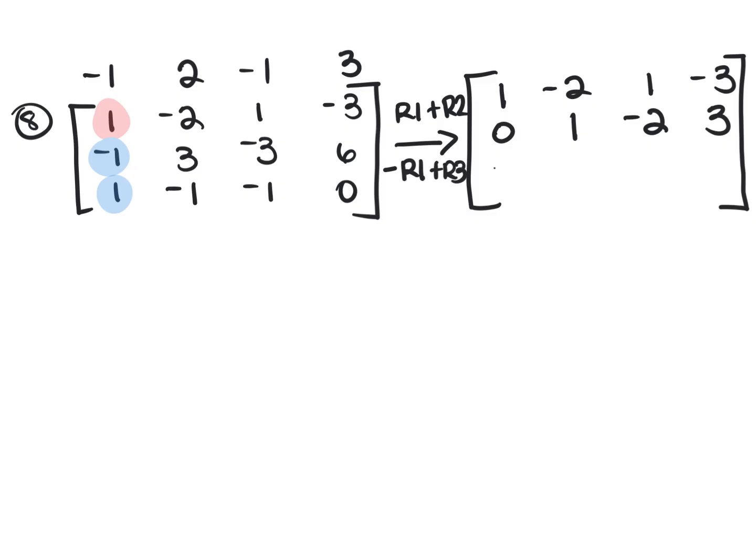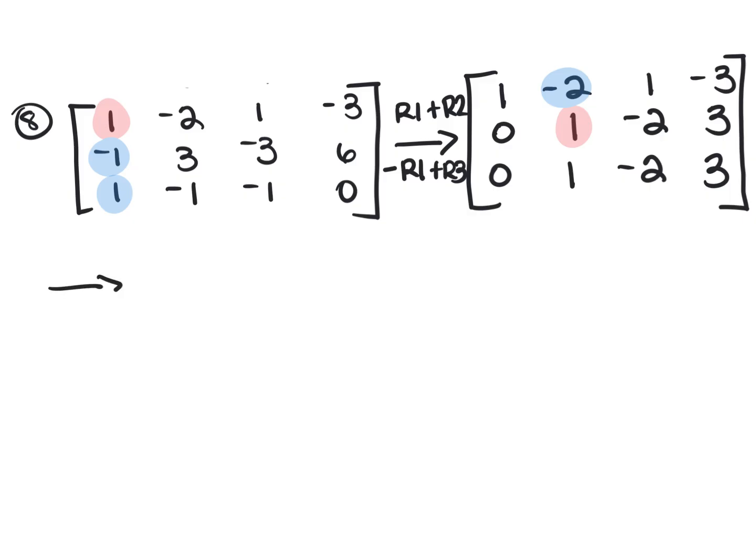So negative 1 plus 1 is 0. 2 plus a negative 1, or 2 minus 1 is 1. Negative 1 minus 1 is negative 2. And 3 plus 0 is 3. So now we're moving on. We have a 1 here, which is good. So we need to get a 0 up here, and we'll also need a 0 below it. So let's do this one step at a time. Let's erase these numbers so we don't get confused or look back and think, what did we do that for? So we're going to erase as we go.